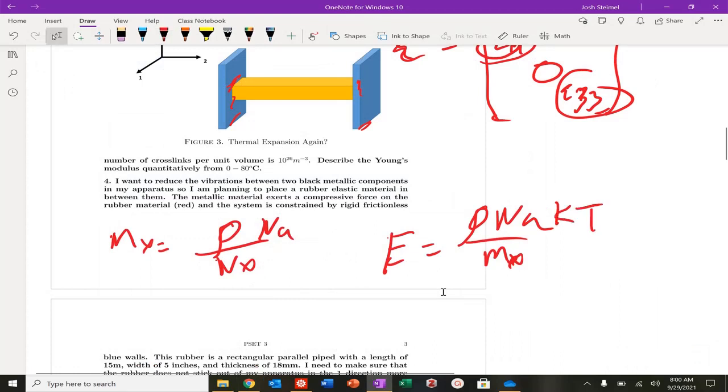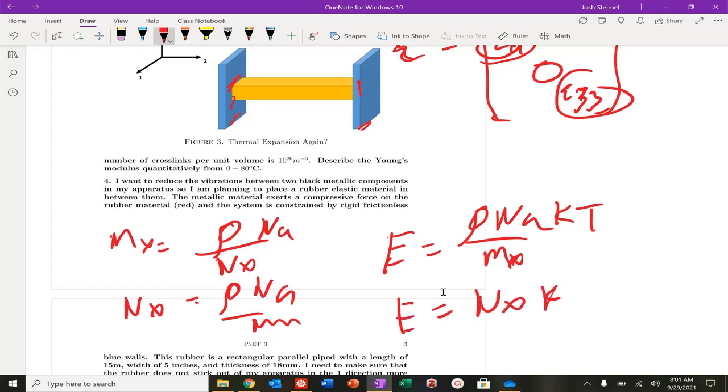So I can rewrite this expression. If I resolve this for nx, flip this over on this side, nx equals rho Na over mx. So really, E is just going to be equal to nx times kT, which makes sense because this is my Young's modulus, right? So this is the number of crosslinks, just a number over meter cubed. This is kT, which is what? It's going to be a joule. A joule is equal to a Newton meter. So a Newton meter divided by meter cubed is going to give you pressure.